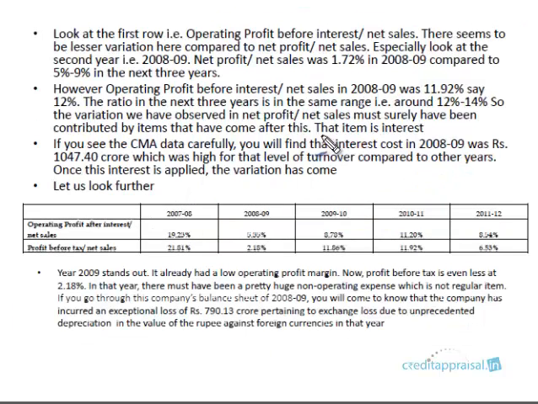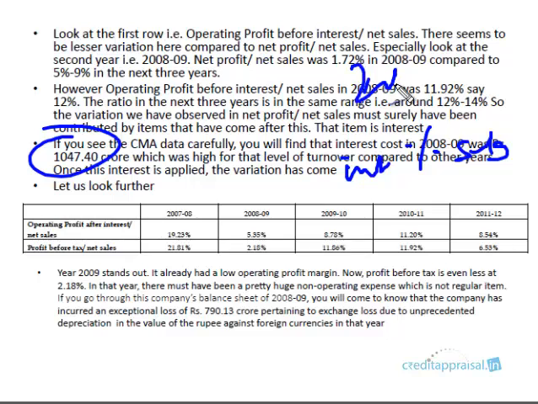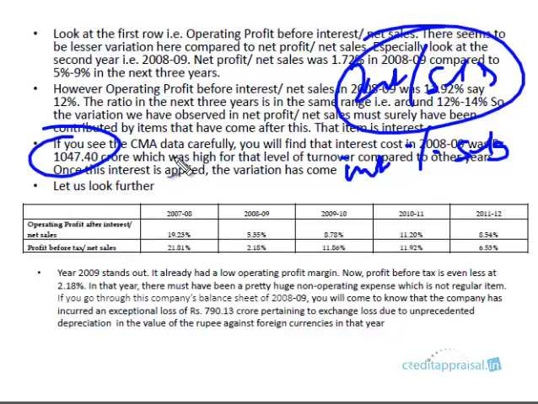If you look at the P&L data which was furnished at the beginning of the chapter, you'll find that the interest for 2008 is very high compared to other years. In fact, if you calculate interest as a percentage of sales, you will get a real idea. This year 2008-9, the interest was exceptionally high, and because of that, the final profit has come down. So that is the reason.